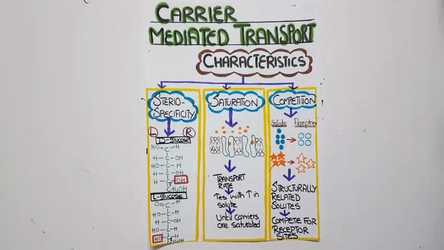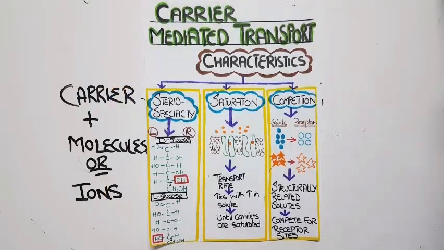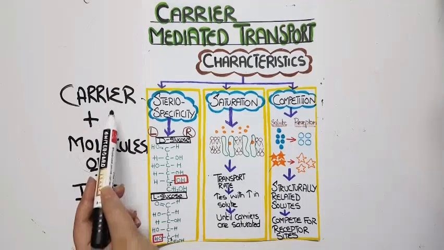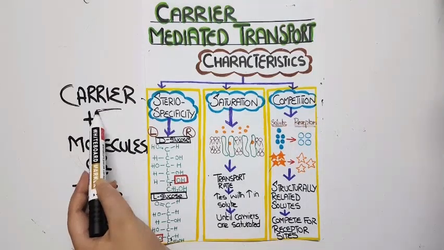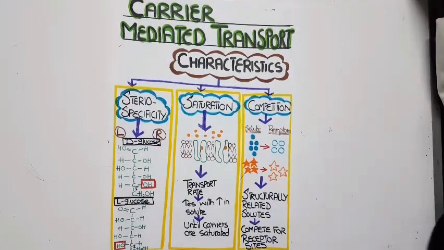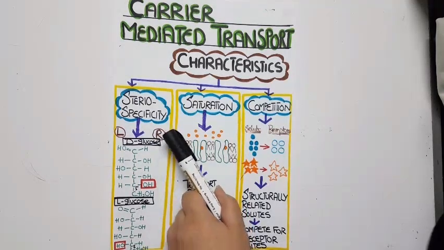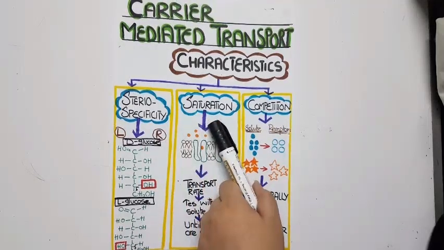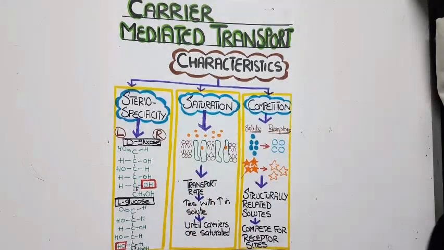Carrier mediated transport. It is a type of transport mechanism in which the molecules or ions have to combine with the carrier proteins so that they can be transported across the cell membrane. And the characteristics of carrier mediated transport are stereospecificity, saturation, and competition.